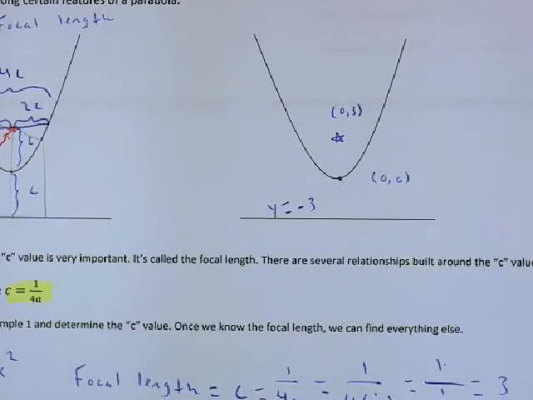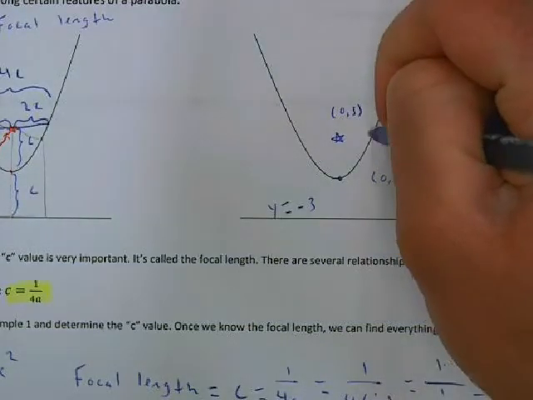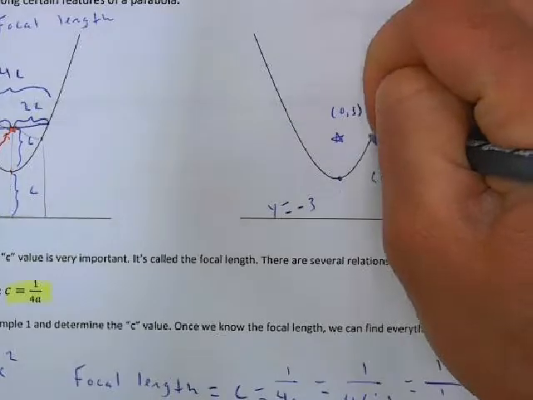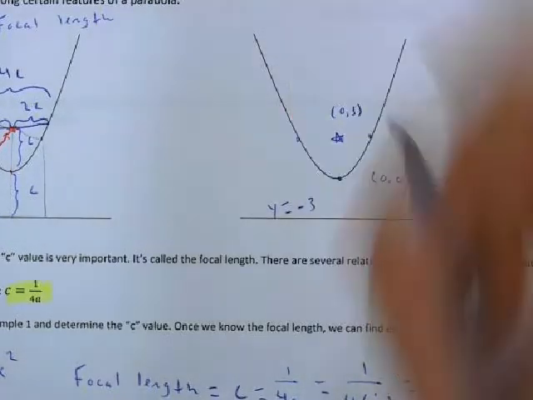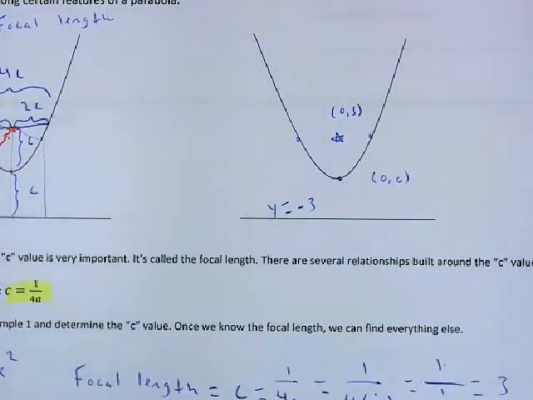Okay, if I wanted to know where my focal chord endpoints are going to be, that's going straight out from my focus in both directions. So right there and right there. Where are these 2 points going to be?